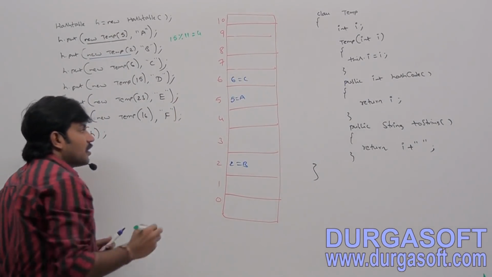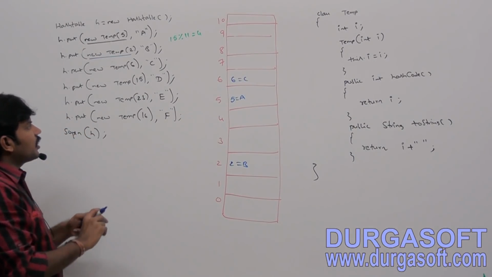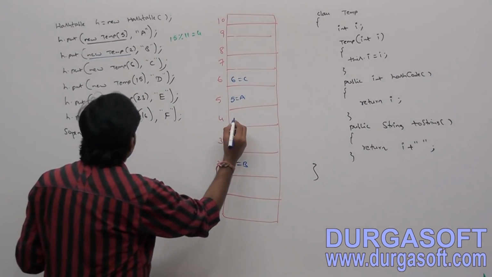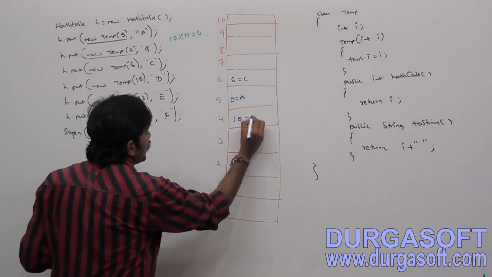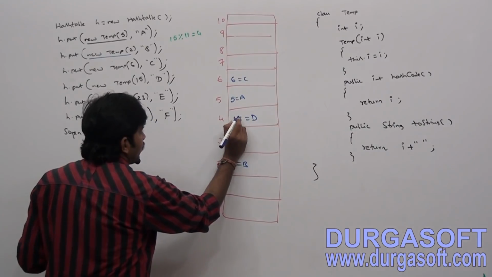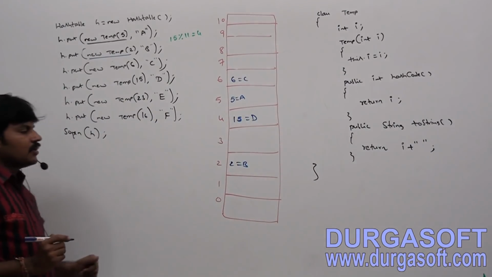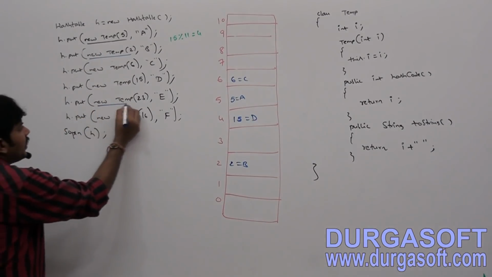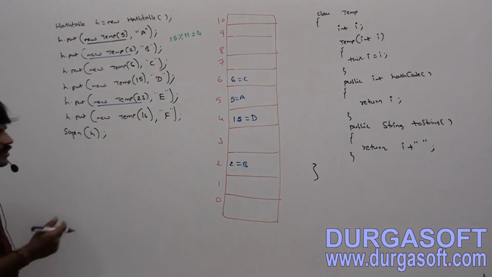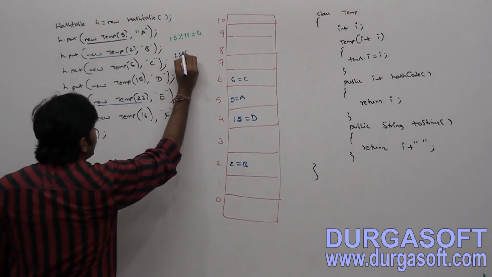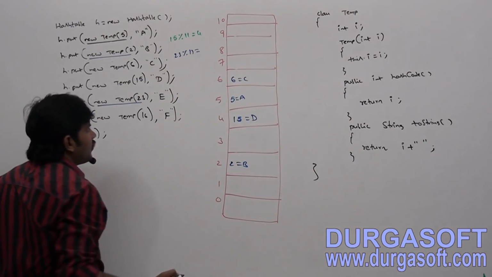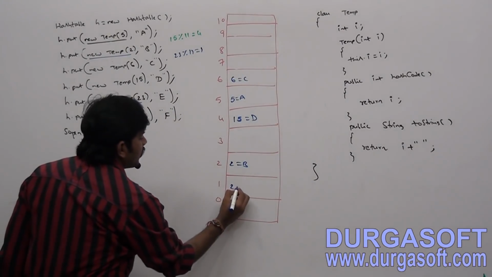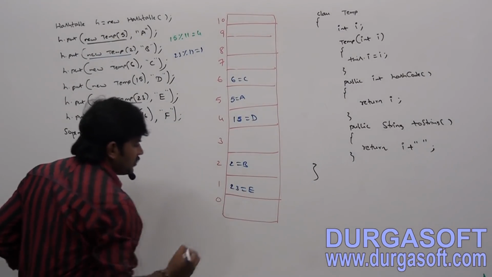Are you getting? In the fourth number bucket, this value by default will be saved. 15 percentage 11, so 15 is equal to d is saved here. Next one, new temp 23 comma e. Have you observed? 23 percentage 11. What is its value? 1. In the first number bucket, 23 is equal to e is there.